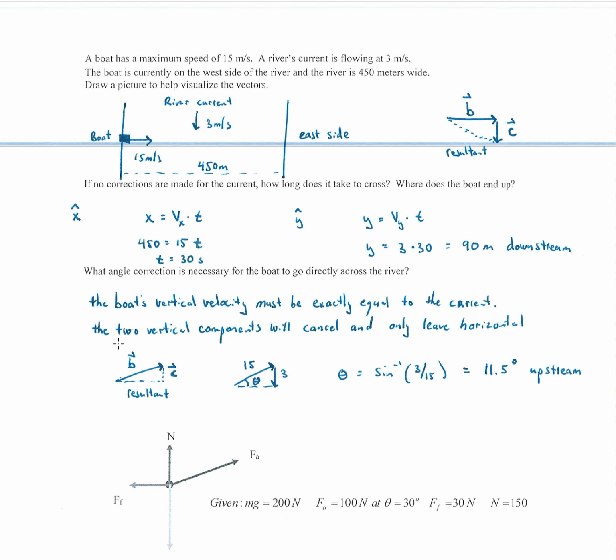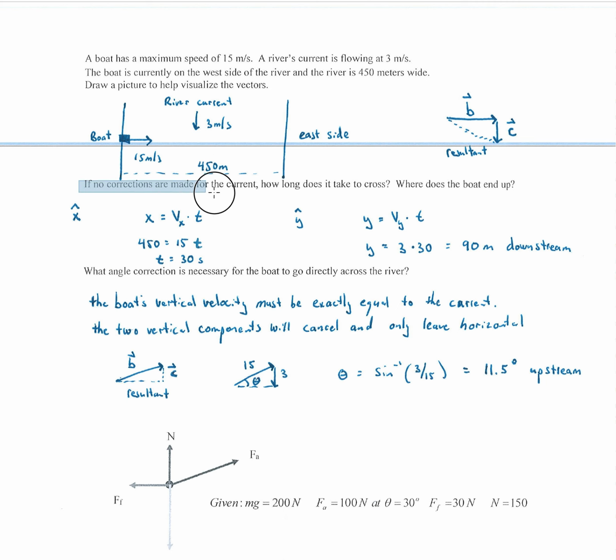All right, we got a boat trying to cross a river, okay? If the boat doesn't make an adjustment, it's going to go like this and float down and end up there. If it does make an adjustment and tilt itself, well, then it can actually go straight across as long as the boat's vertical speed cancels the vertical speed of the river.